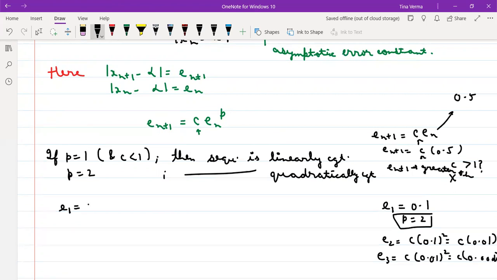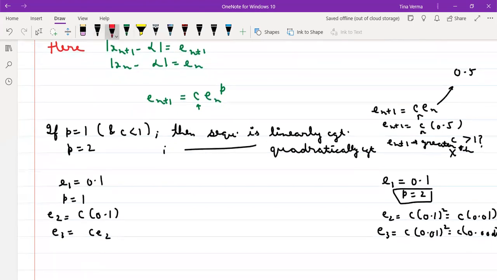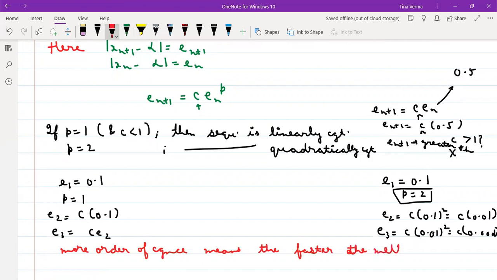On the contrary, अगर आप e1 0.1 मैंने कह दिया error at first iteration इतना था, अगर आप p 1 ले रहे हो, so you can see second iteration में आपका error just the constant multiplication of 0.1 ही होगा, e3 भी, that will be the constant multiplication, but here your error is reducing more fast, so the more the order of convergence, the faster you will approach to root, the faster the method will converge to root.